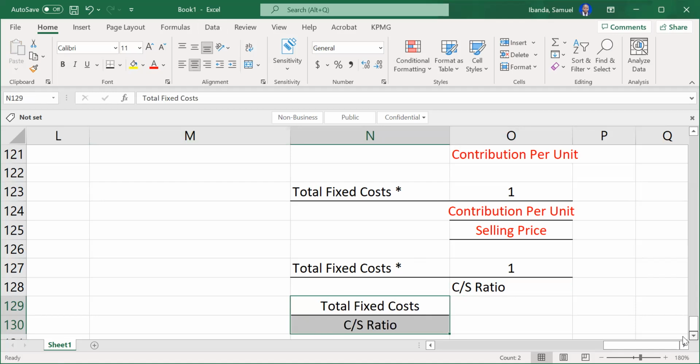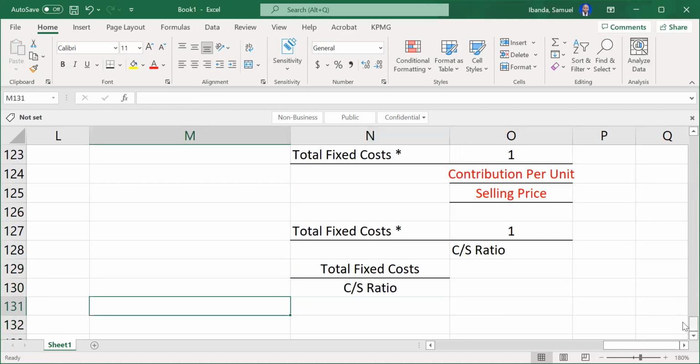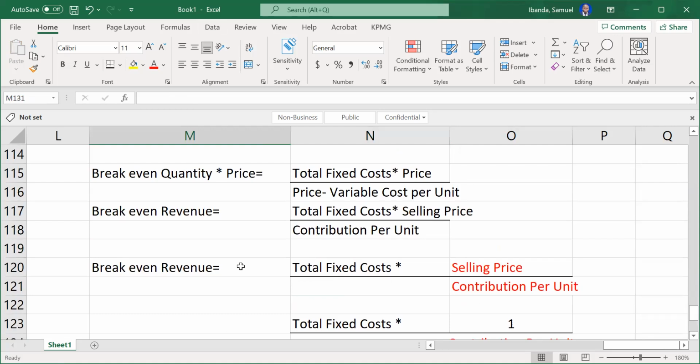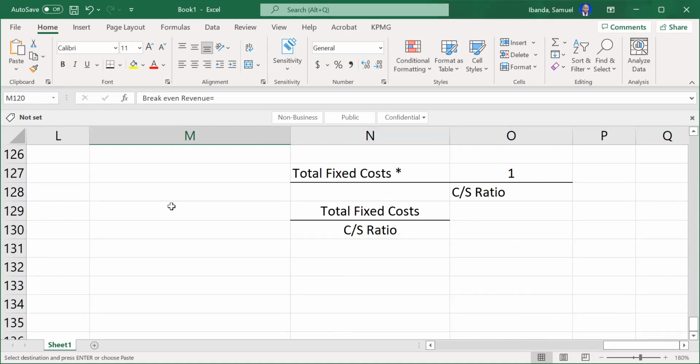So why am I going this far? I'm just trying to modify the break-even revenue. Our revenue can actually be given by this formula: total fixed cost divided by the CS ratio. You'll be able to find this formula within your notes. But I was just trying to labor to explain how we actually come to the same.